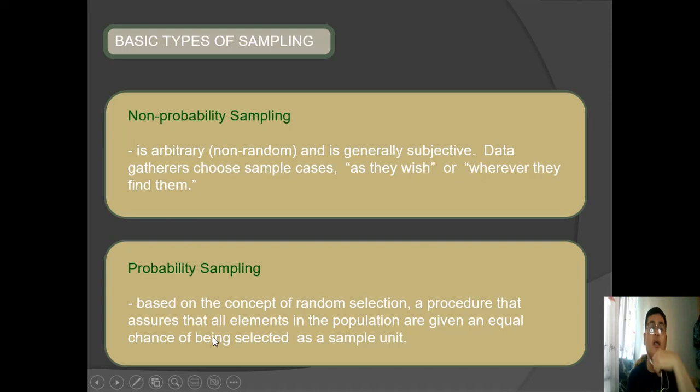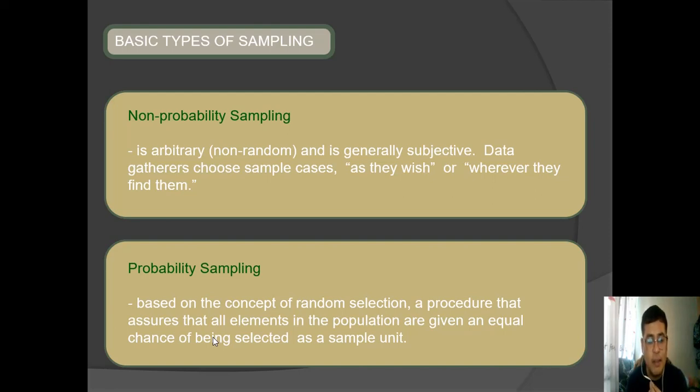Okay. So we have basic types of sampling. So definitely that is the non-probability sampling and probability sampling. Usually, ang non-probability sampling ay ginagamit ito sa qualitative research. Okay, so what is non-probability sampling? This is arbitrary, non-random, and is generally subjective. So data gatherers choose sample cases as they wish or wherever they find them.